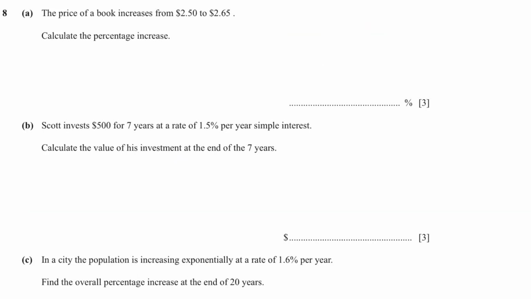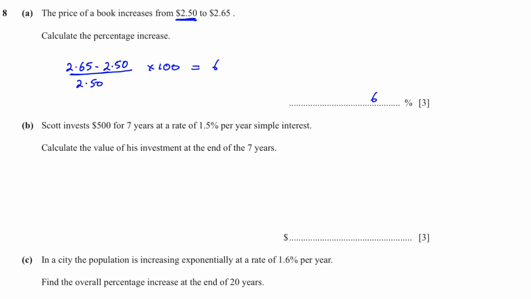In question 8, the price of a book increases from $2.50 to $2.65. Calculate the percentage increase. Whether you have percentage increase or decrease, the initial or the starting or the original price, put it down, 2.50. On the top, you put the difference, the big number minus the small number, and times it by 100. We'll get 6%.